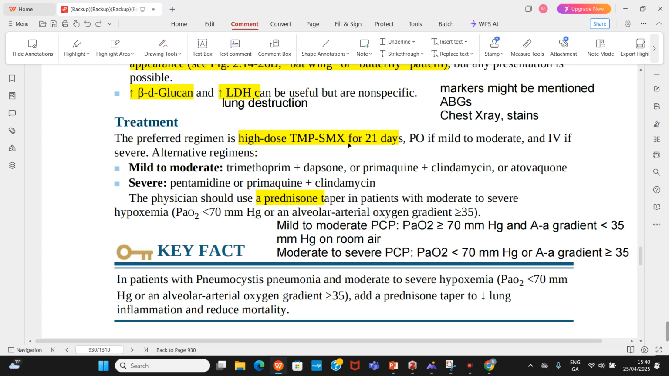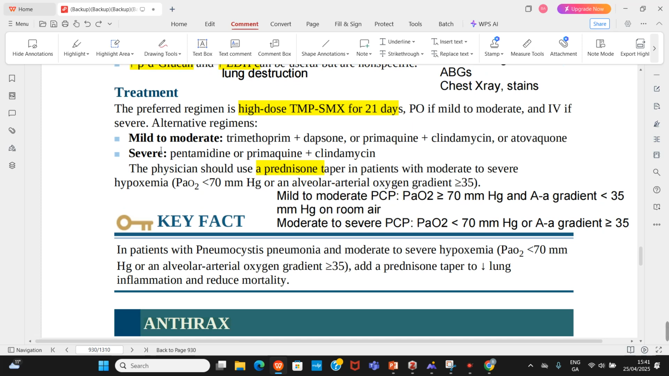So just know high dose Septrin, and if it's very severe, you can give it IV, but if it's mild to moderate, you can give it orally. Ideally, the mainstay for mild, moderate, severe is Septrin. The mainstay of treating Pneumocystis pneumonia, mild, moderate, severe, is Septrin. If it's mild to moderate, you can give it orally. If it's severe, you can give it intravenously.